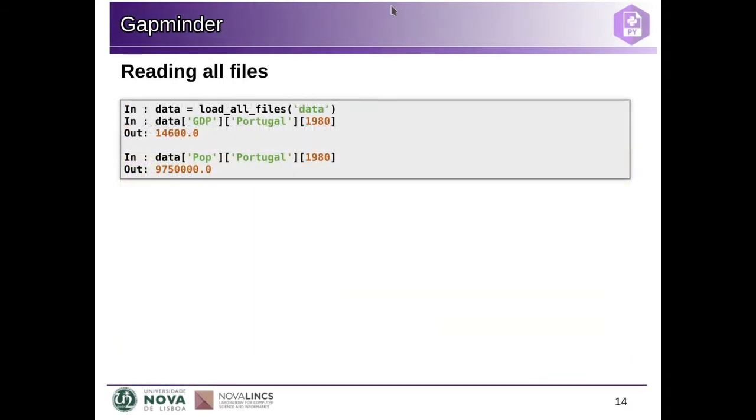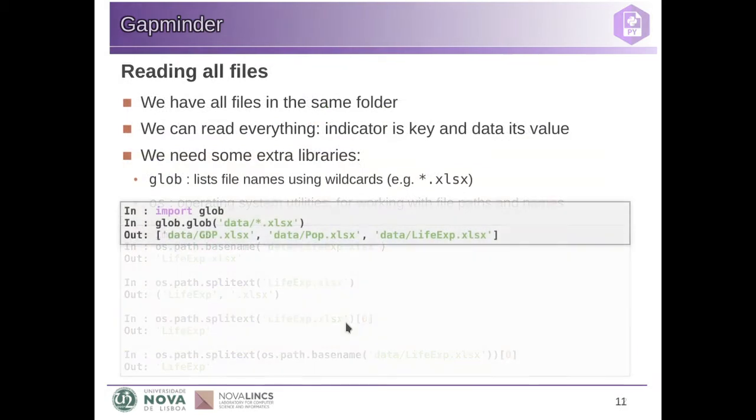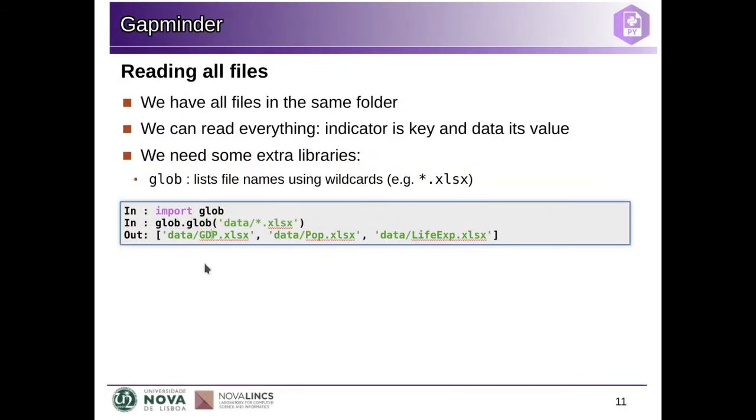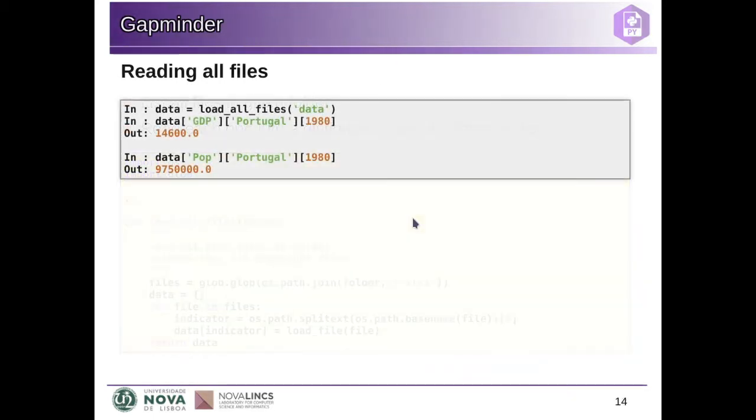So if I do this for my data folder, where I have these 3 files, I will get a dictionary with these 3 entries: GDP, POP, and LifeExp for the data on the 3 indicators. So I can get from this data dictionary the data for GDP in Portugal in 1980. Since these are all dictionaries, I can walk through the dictionaries and get exactly the items I want. So this would be GDP in 1980, this would be population in 1980, and I could use this, for example, to compute per capita GDP.